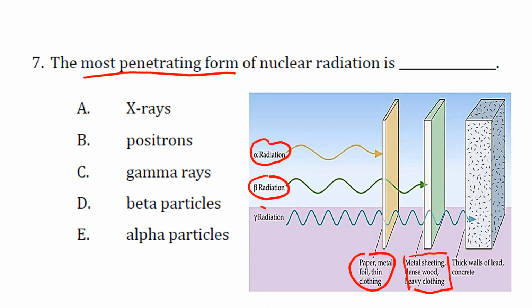while a gamma radiation can pass through paper and metal sheeting, and in fact it can only be blocked by a thick wall of lead or concrete. So the answer to this question, the most penetrating form of nuclear radiation, would be gamma radiation, or gamma rays.